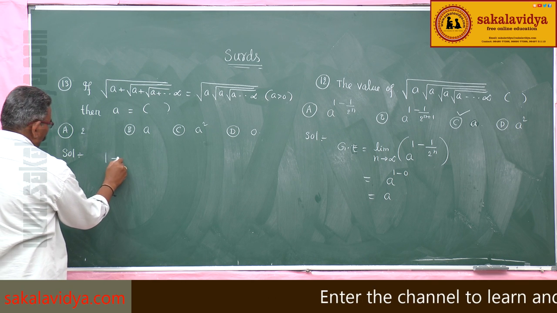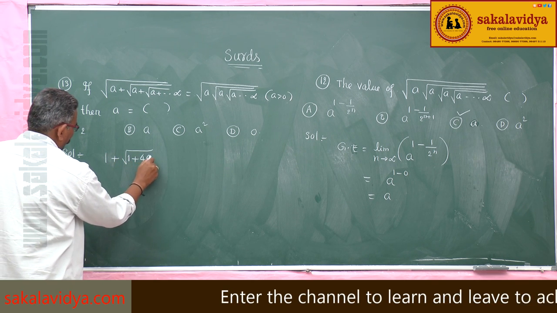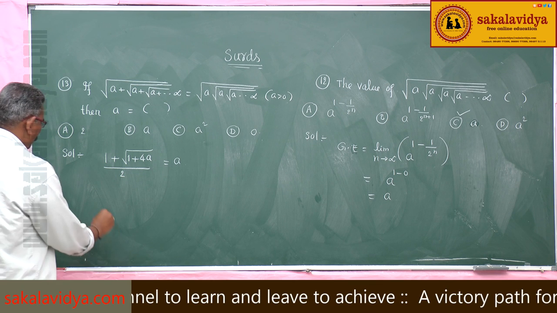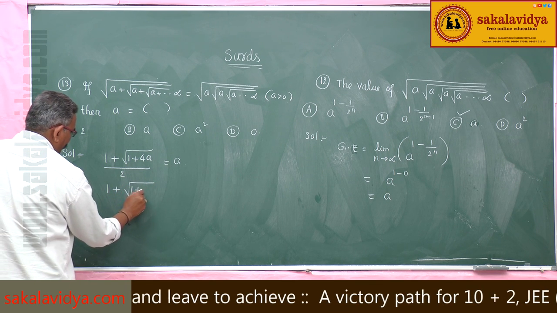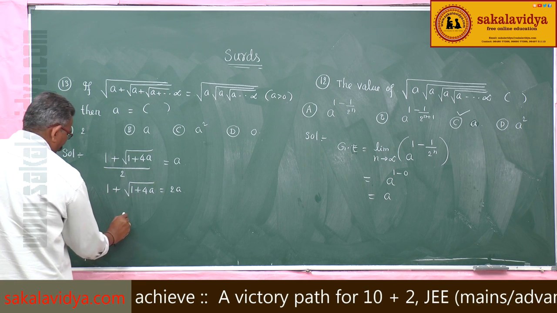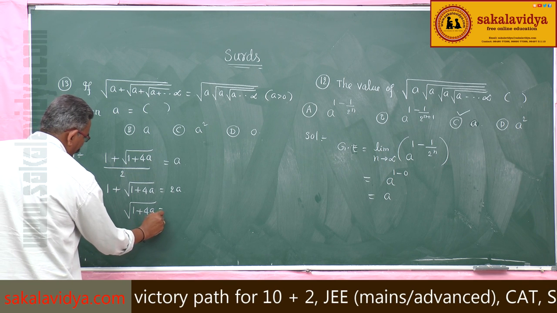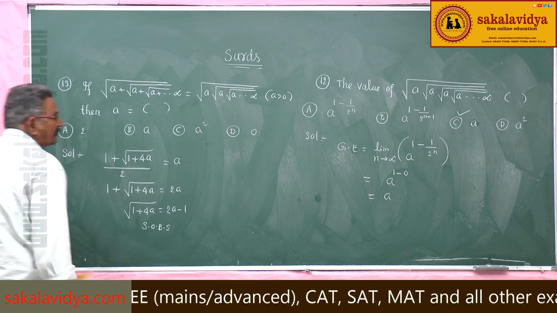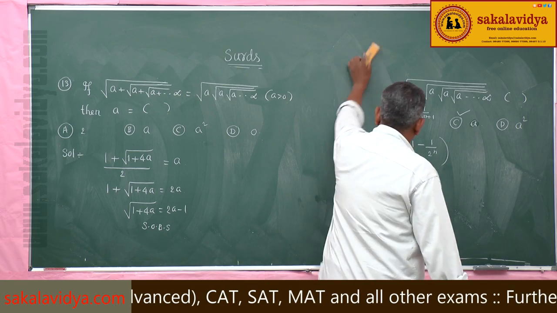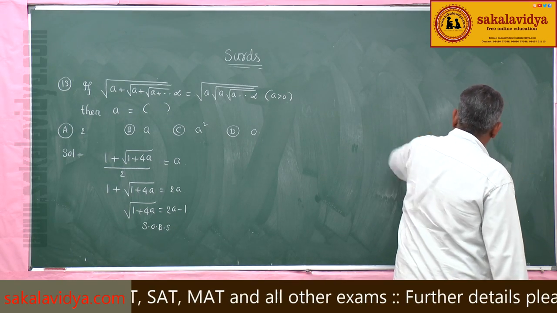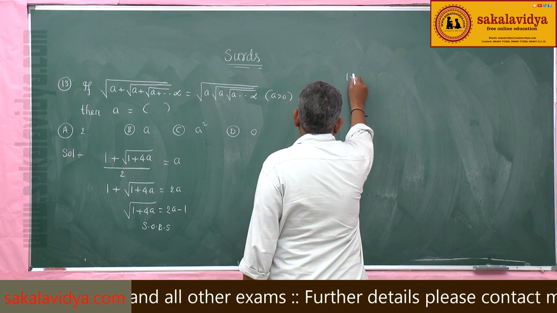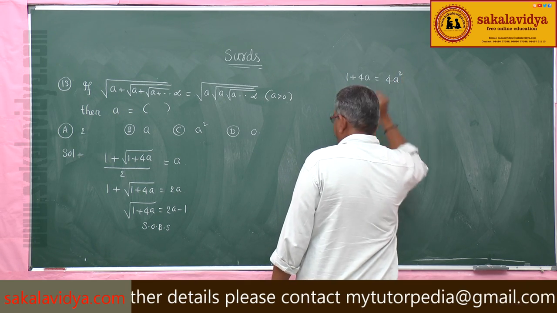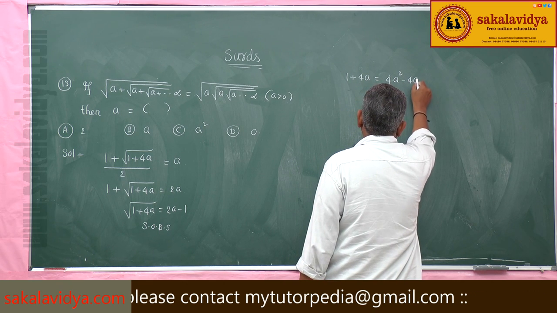Now, this is equal to 1 plus root of 1 plus 4a by 2 is equal to a, cross multiplied. So, 1 plus root of 1 plus 4a equal to 2a. Now, root of 1 plus 4a equals to 2a minus 1. Squaring on both sides. Let us square it. See what do we get. If we square it, now we get 1 plus 4a, 2a minus 1 whole square. That will be 4a square minus 4a plus 1.